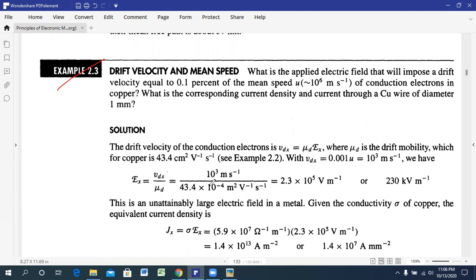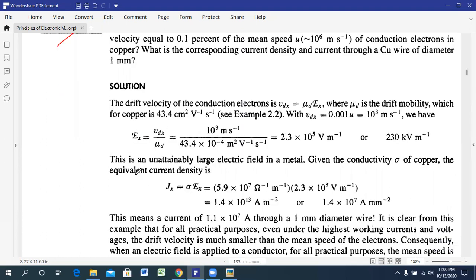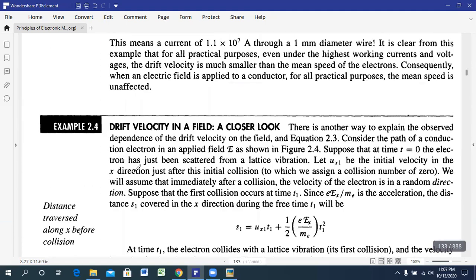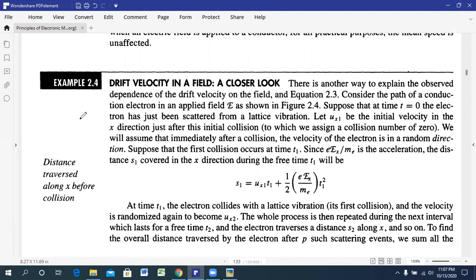There are no equations or formulas outside of this book or what I have covered up to now. Those who have a calculator, please solve. If you face any problem solving these mathematical problems, then I will solve these things in the discussion class. Is that okay? Now go to example number 2.4, the drift velocity in a field in a closed loop. You also have to solve this example 2.4 by yourself.